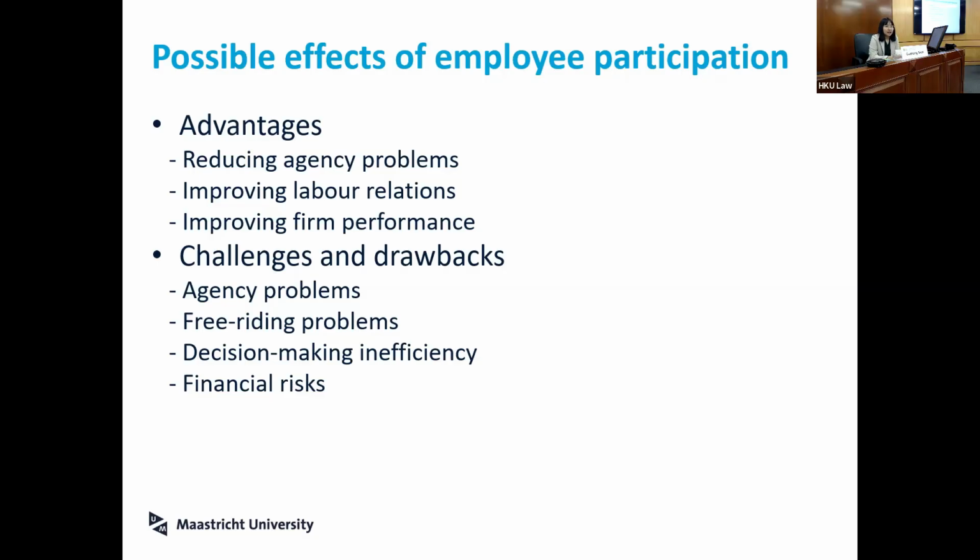And also the free riding problem. For example, for employee stock ownership plans, if there are many employees that could participate, it could be the case that the individual efforts of one employee may not have a very significant influence on overall firm performance. So in this case, many employees may simply choose not to work hard, but to rely on the working efforts of other employees, and enjoy the benefits that are created by those other employees. So that's what we call free riding problems, because they could just simply rely on other employee shareholders' efforts, but not their own efforts. And also decision-making inefficiency.